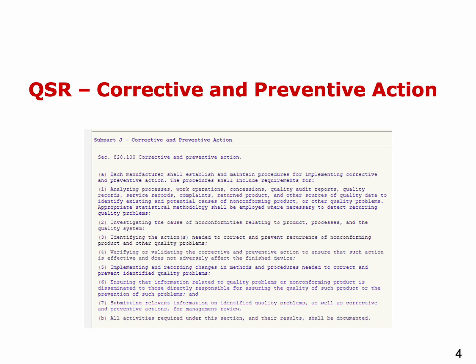The procedures shall include requirements for analyzing processes, work operations, quality audit reports, concessions, and then investigating the cause of non-conformities. Number 3, identifying the actions needed. Number 4, verifying or validating the corrective and preventive actions. Number 5, implementing and recording changes in methods and procedures needed to correct and prevent identified quality problems. And of course, it goes on and on, very similar to what we saw in ISO 9001, clauses 8.5.1, 2, and 3.